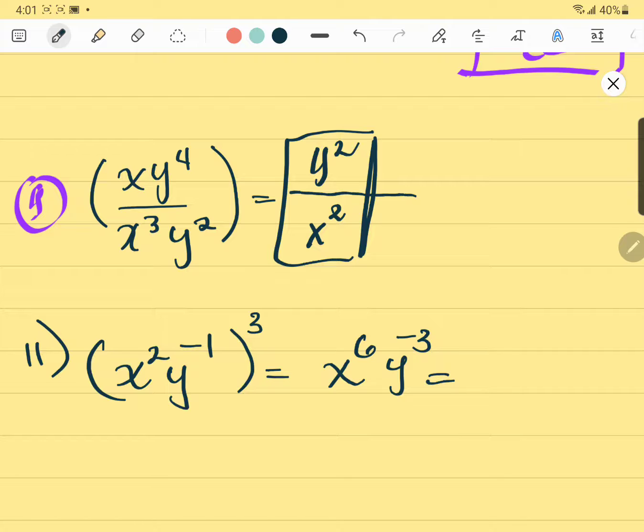And the last step, what should we do? Not subtract, but rewrite the expression as x to the 6th over y to the third. Again, this is the negative exponent rule. When you have negative exponents, you should rewrite the expression so that you have positive exponents, okay?